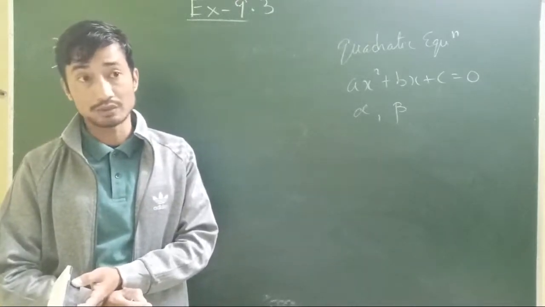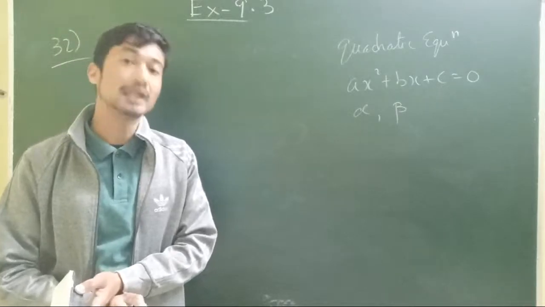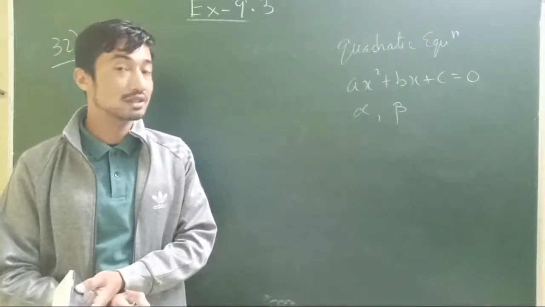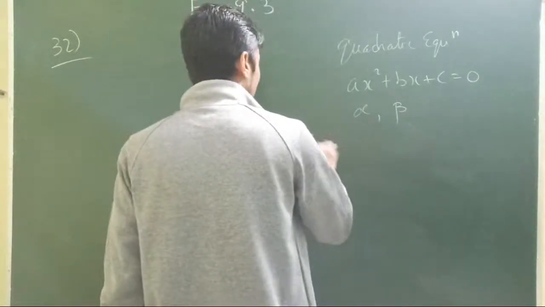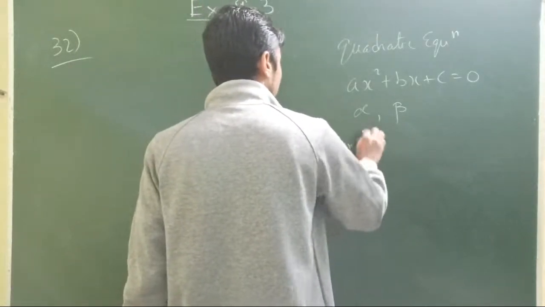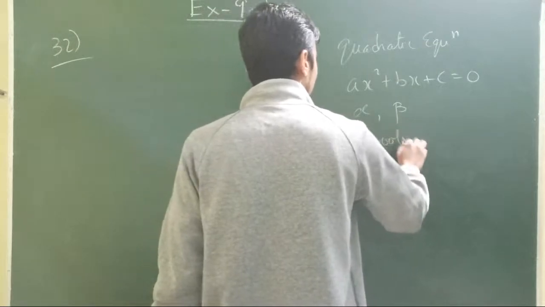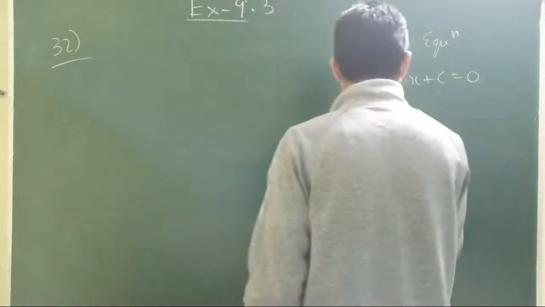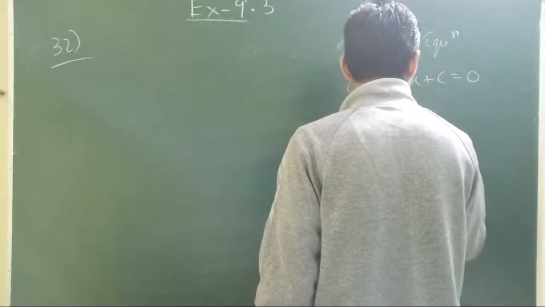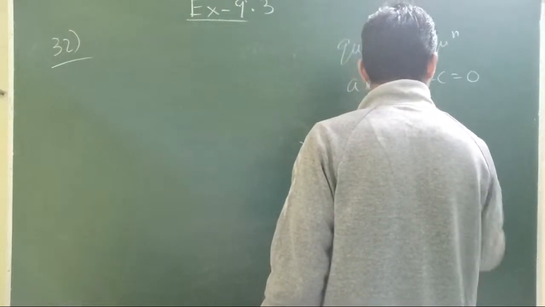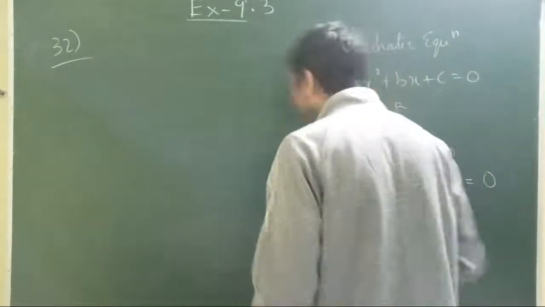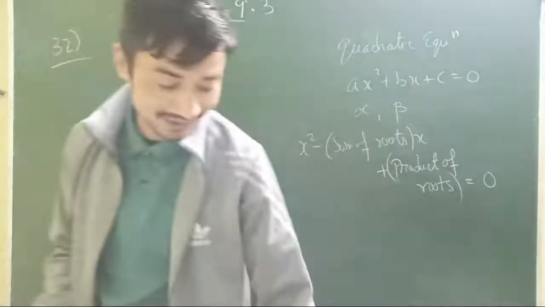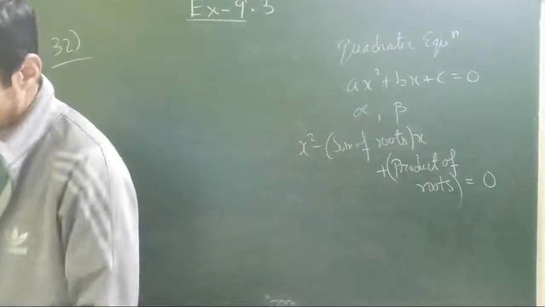After that, we can get the quadratic equation. If we cannot get the roots, then there is another way. If you remember, what was that? It was x square minus sum of the roots x plus product of the roots that will give us the quadratic equation. Remember, all these basic concepts are required to solve mathematics.